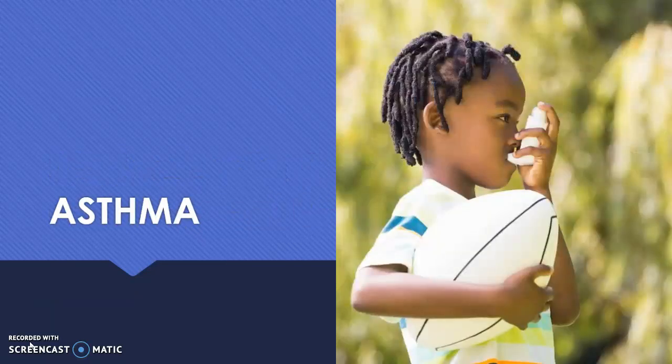So first, what is asthma? It's a respiratory condition marked by spasms in the bronchi and the lungs, and it causes difficulty in breathing. There are two types of asthma, chronic and exercise-induced. Exercise-induced asthma is triggered by prolonged exercise. Not everyone who has exercise-induced asthma is necessarily going to have chronic asthma, but everyone who has chronic asthma is going to have exercise-induced asthma as well.